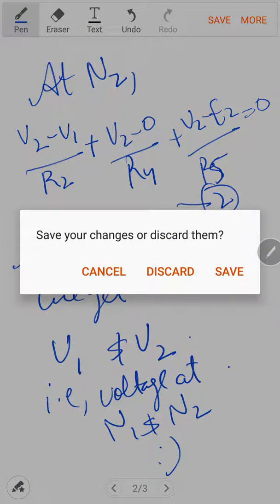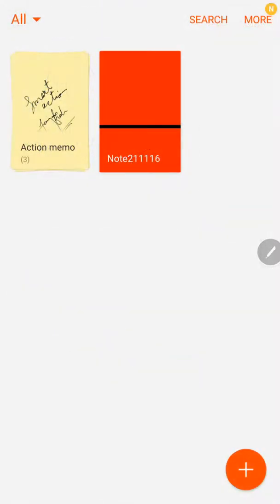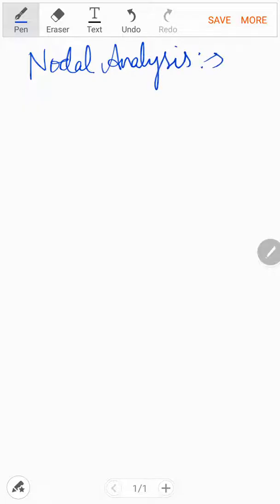Okay, so today we will discuss nodal analysis. So basically, what is a node?